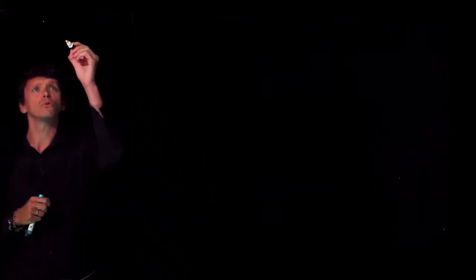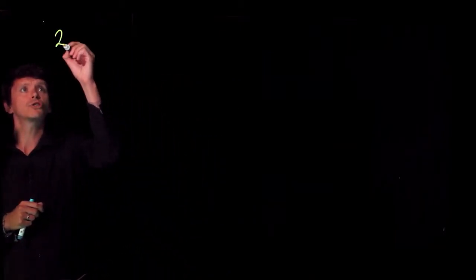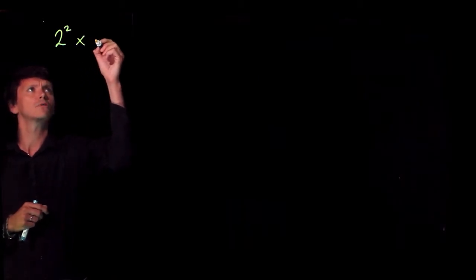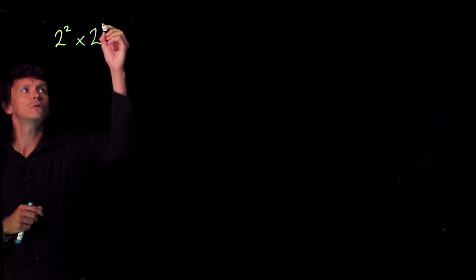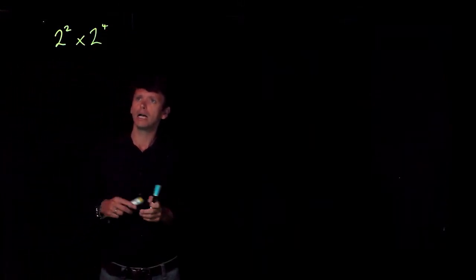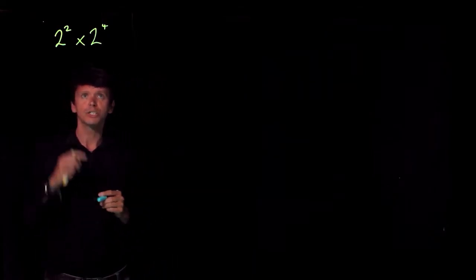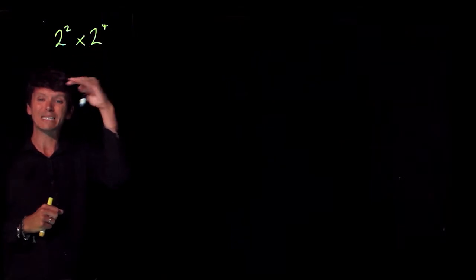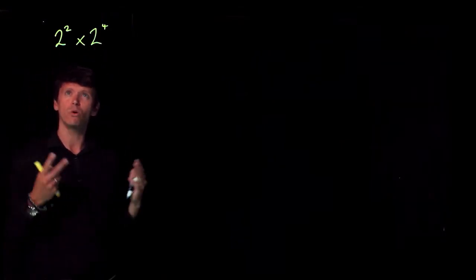Right, so let's have a look at how we simplify expressions that have indices in them. If we have an example such as 2 to the power of 2, 2 squared, multiplied by 2 to the power of 4, and you were asked to evaluate that expression, we'd first expand these two terms. So what is 2 squared?